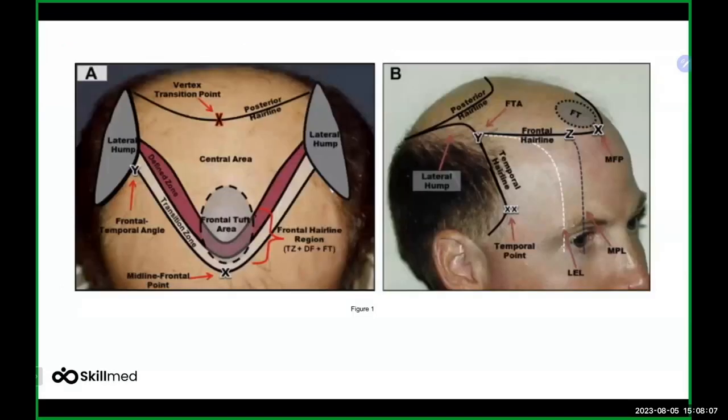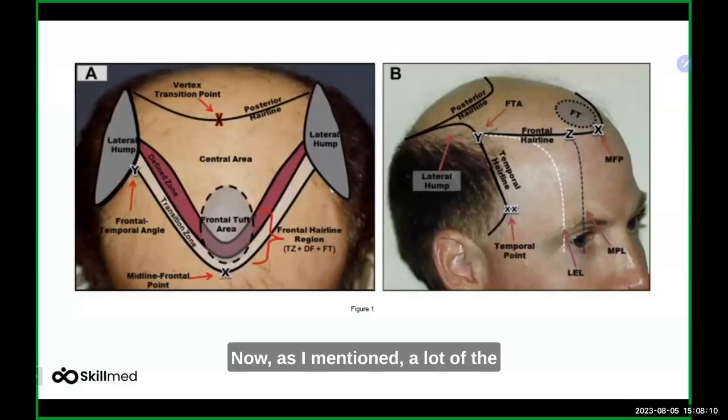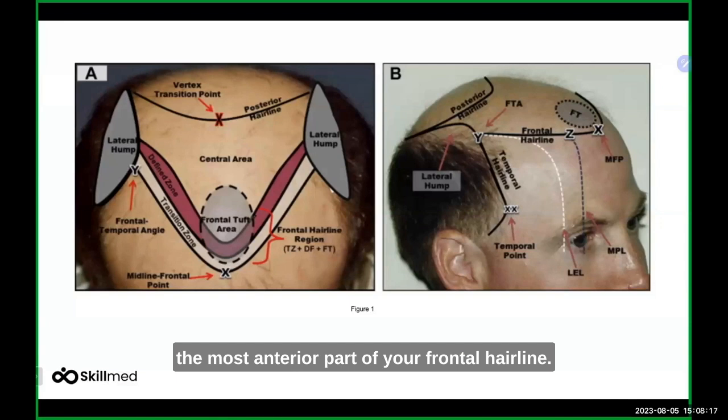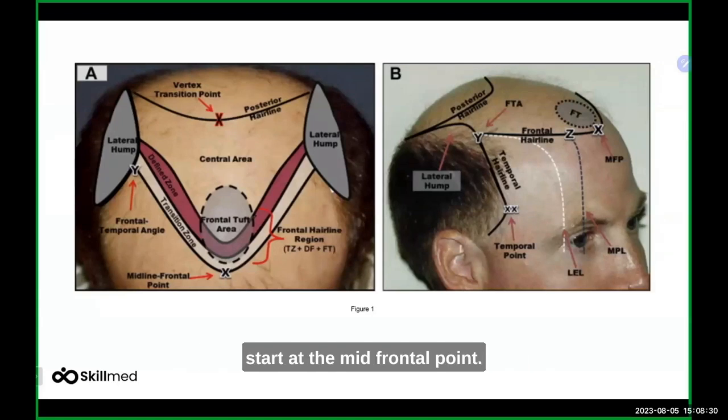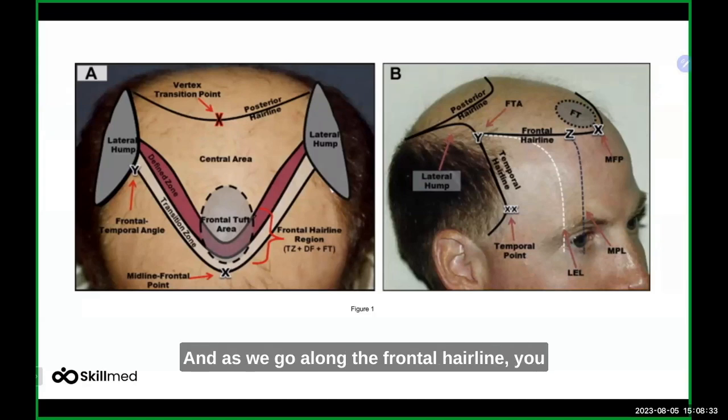Okay. Now, as I mentioned, a lot of the regions in the previous slide, as you can see, you have your transition zone, which is the most anterior part of your frontal hairline. This is arguably one of the most important areas, as this will define the location and the appearance of the hairline. The transition zone anteriorly will start at the mid-frontal point, and as we go along the frontal hairline, you can see that it meets the frontal temporal angles on the sides, where it meets the lateral.